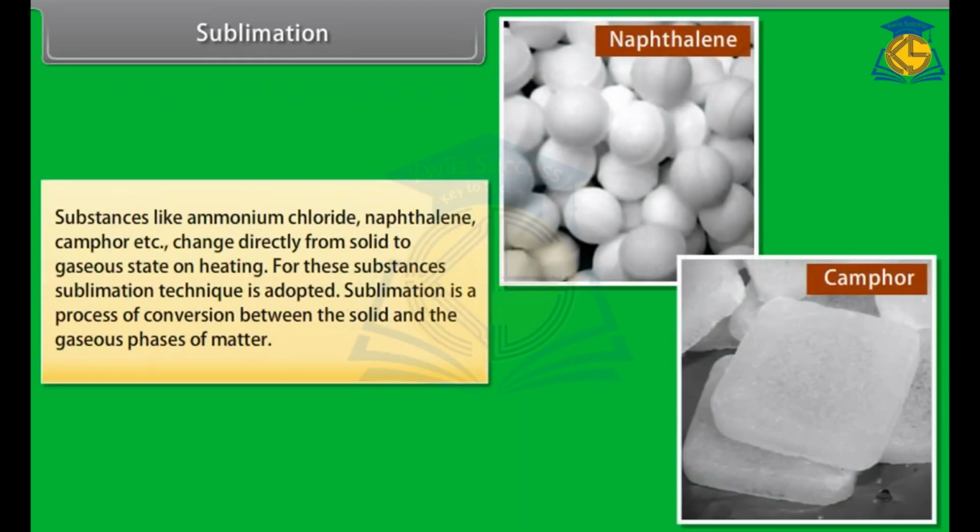Sublimation. Substances like ammonium chloride, naphthalene, camphor, etc., change directly from solid to gaseous state on heating. For these substances, sublimation technique is adopted. Sublimation is a process of conversion between the solid and the gaseous phases of matter.